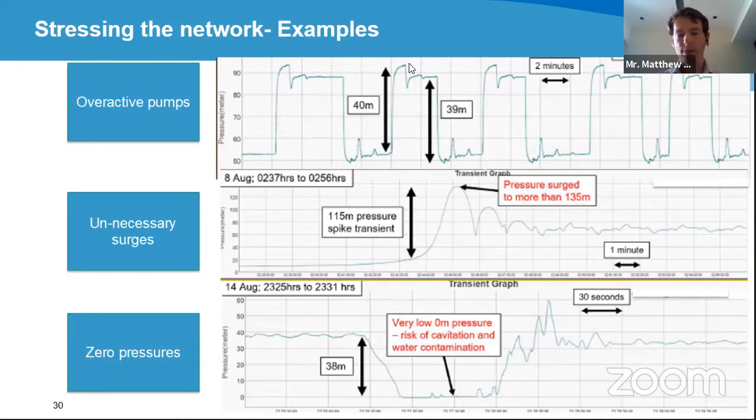The bottom graph, we can see an example of potential cavitation on the network. So when we're opening and closing valves, turning pumps on and off, we may get some very short periods of zero or below zero pressure, which is particularly damaging to pipes. We wouldn't pick this up with the low rate pressure sensors, the 5 or 15 minute readings of pressure. So the zero pressures are also being picked up by our system.